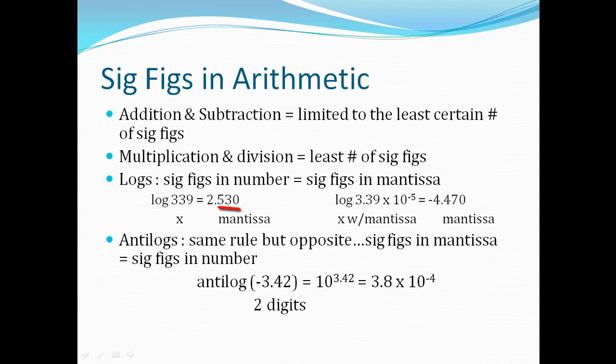What about the anti-log? It's actually the same rule, but opposite. An anti-log of negative 3.42, that's your number, but how many sig figs are in the mantissa part of that number?